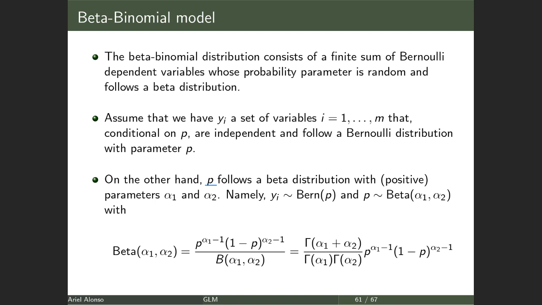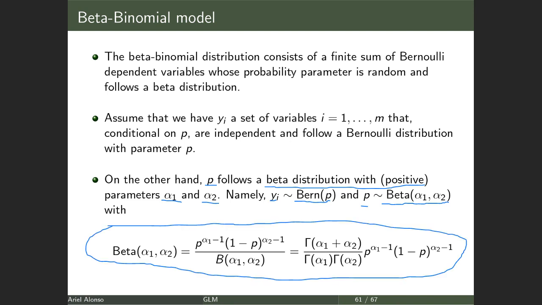Which distribution? Well, when you want to put a distribution on a probability, you typically use what we call the beta distribution. So we are going to assume that this P follows a beta distribution with parameters alpha 1 and alpha 2, which are positive. So yi follows a Bernoulli with probability P, and now this probability P follows a beta distribution with parameters alpha 1 and alpha 2. And here you have the equation of a beta distribution. This is a typical type of distribution when you want to put a distribution on a probability.